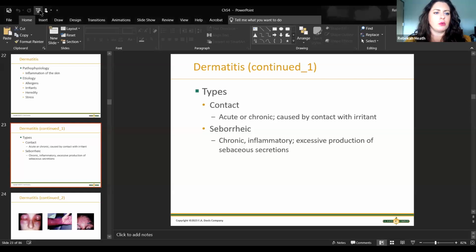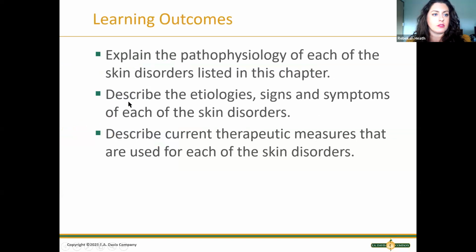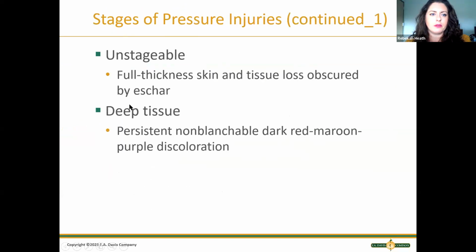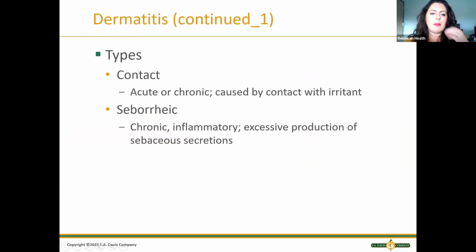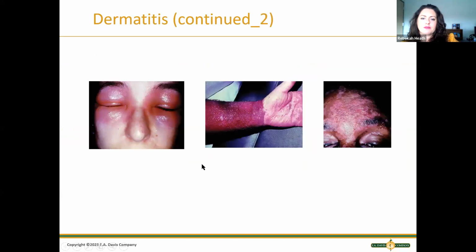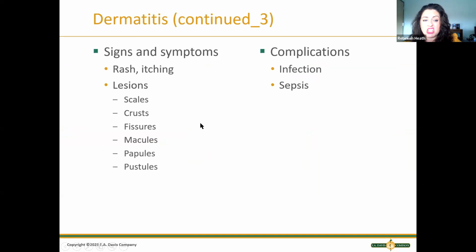I think I was telling you guys how if I rolled on grass, I would get completely covered with hives, and that's from contact dermatitis. And then there is seborrheic, and that's a chronic inflammatory condition where you are producing a lot of sebaceous secretions from some of the glands in your skin. Here's some different types of dermatitis. You can see how there's a lot of inflammation, redness, bumpiness. It's probably pretty itchy.